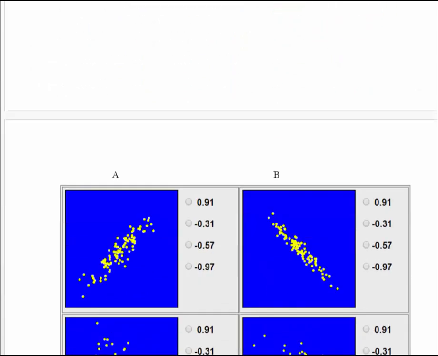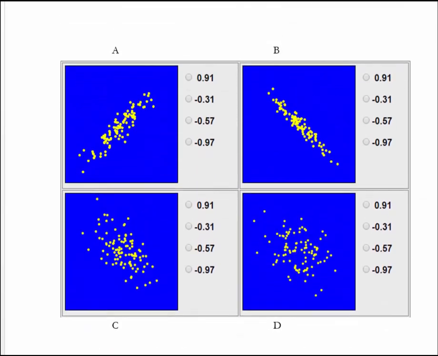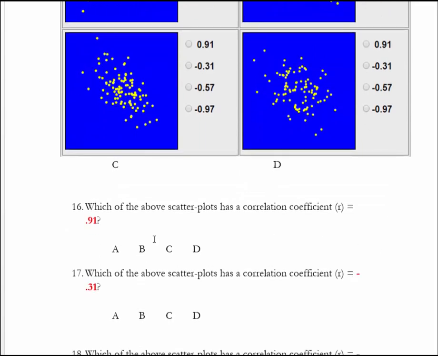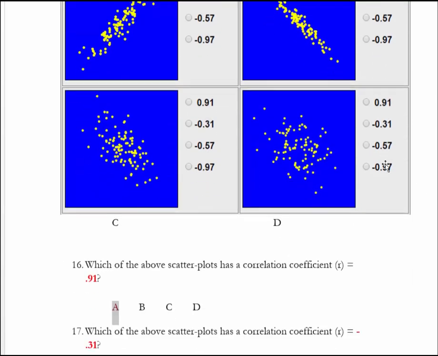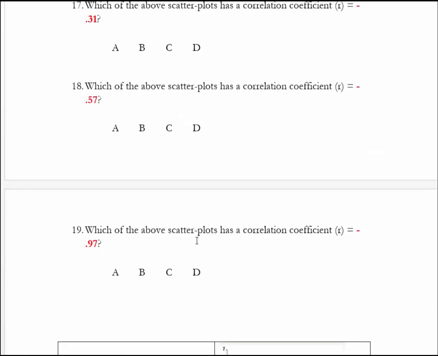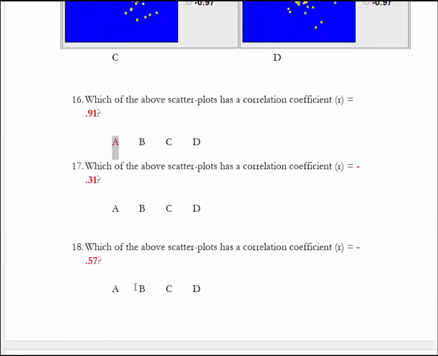Okay, we'll come down to the next one. And in this one, there's only one that's moving up to the right, so 1 is A. And then, let's see here, well, easily number B, minus 0.97. It's going down and everything is pretty close there, so that will be, is that B? Yeah.